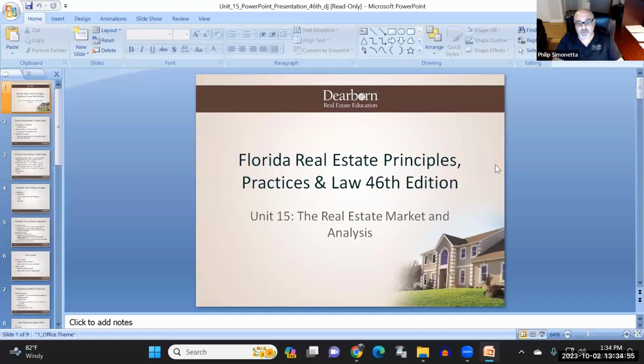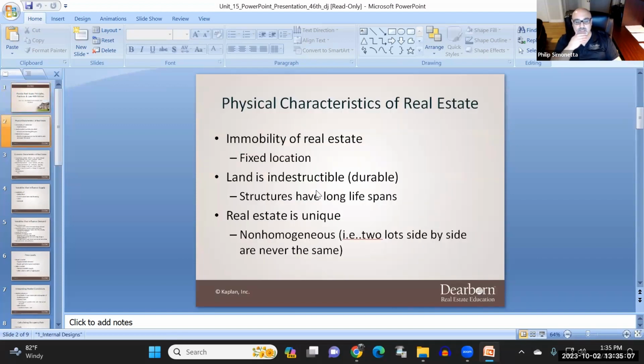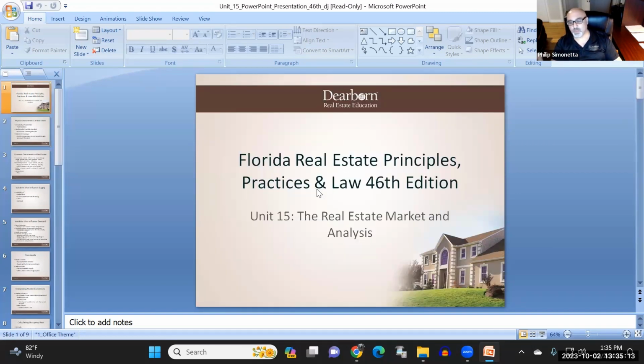Okay, now we'll begin unit 15, which is real estate market analysis, and you're going to have 1% of the examination on this. So one question of 100 would be on this section. It's a short section, and it basically goes over what is used to analyze the market and determine what's going on in it.